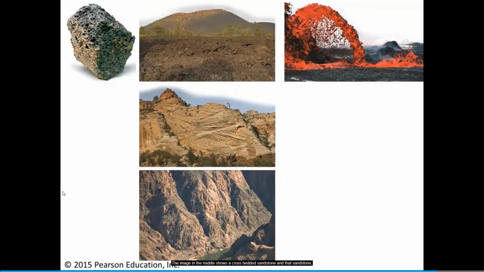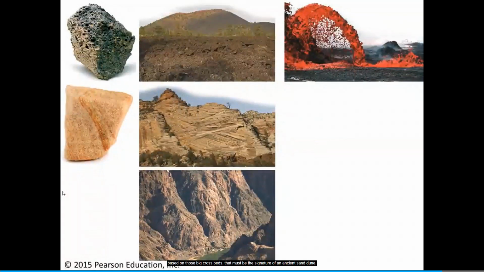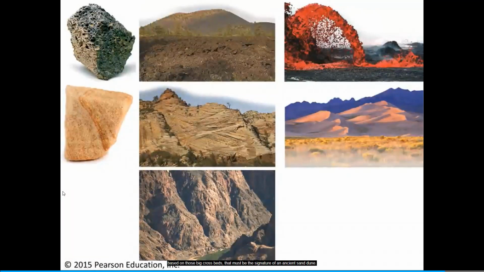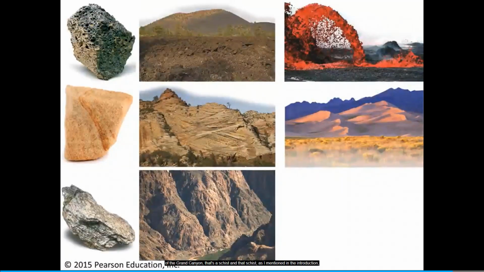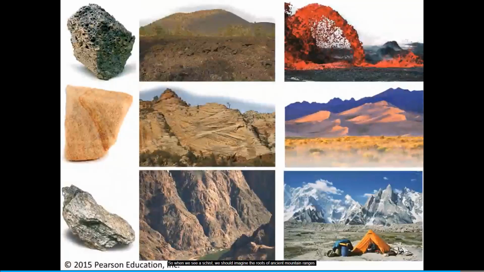The image in the middle shows a cross-bedded sandstone. And that sandstone, based on those big crossbeds, must be the signature of an ancient sand dune. Lastly, down at the bottom, we see the kind of rock that we'd find deep at the bottom of the Grand Canyon. That's a schist. And that schist, as I mentioned in the introduction, is indicative of ancient mountain building processes. So when we see a schist, we should imagine the roots of ancient mountain ranges. It's funny to imagine that the Grand Canyon, which is a big hole in the ground, actually used to be at the roots of ancient mountains, but that's indeed what that schist is telling us.